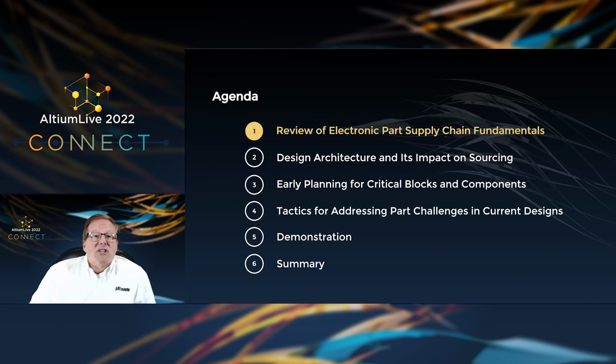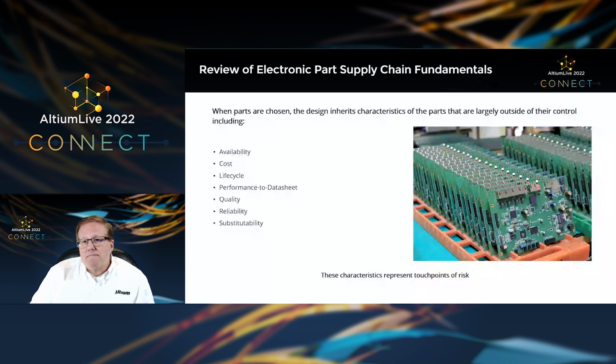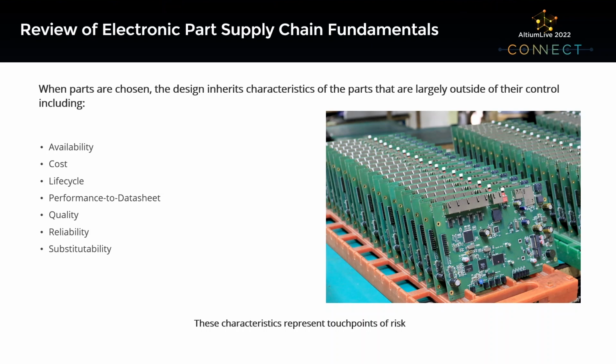So let's talk about electronic part supply chain fundamentals. Electronic components are foundational, of course, as I'm sure all of you know, to implementing electronic designs to specification. However, the organization that chooses them also inherits characteristics of the parts that are largely outside of their control. Some of these characteristics include availability, cost, life cycle, performance to data sheet, quality, and reliability. And all of these characteristics represent touch points of risk that, left unchecked, can derail new product introduction and even result in field failures of mature product lines.